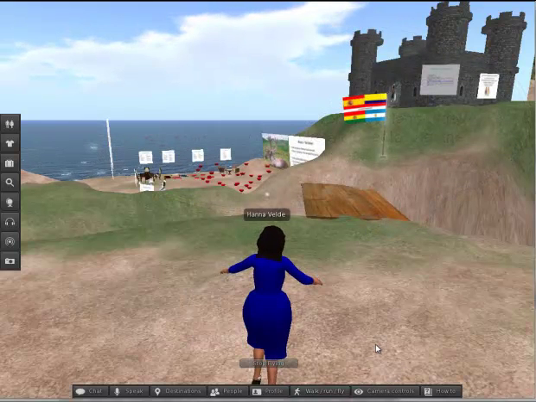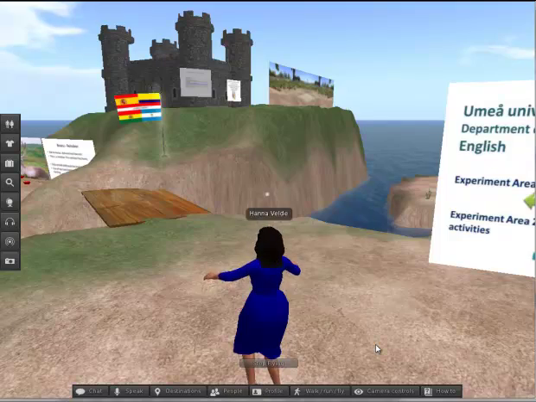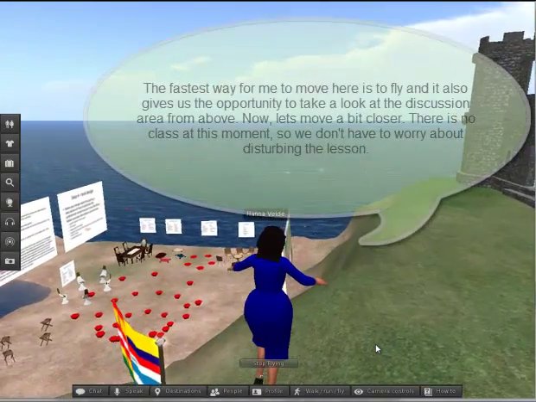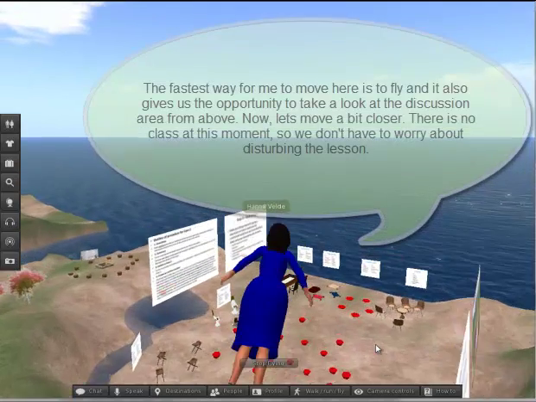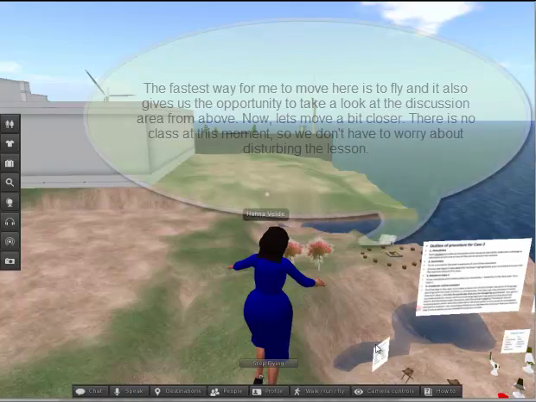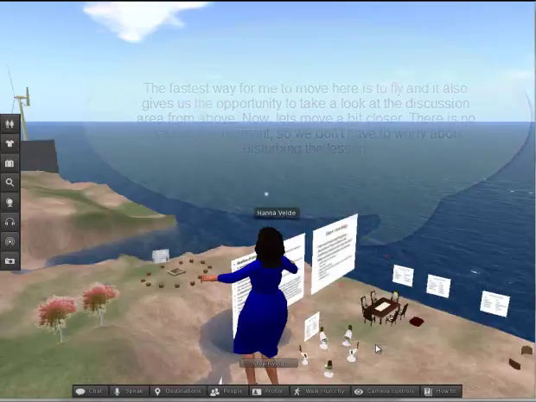The best way for me to move here is to fly. It also gives us the opportunity to look at the discussion area from above. Let's move a bit closer. There is no class at this moment, so we don't have to worry about disturbing the lesson.